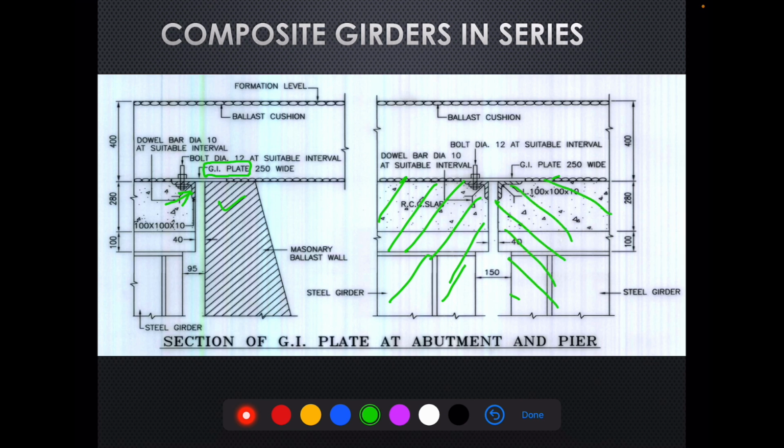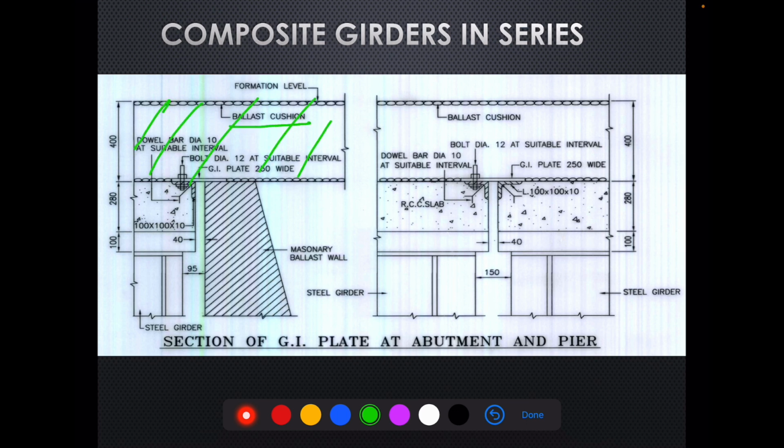So in between we have to provide these GI plates with this arrangement of GI plate, angle, and this bolt, etc. So what is the purpose of providing these? The purpose is basically this stone ballast. This is ballast cushion. This entire thing is ballast cushion. So it should not drop down, or it should not come in between here.